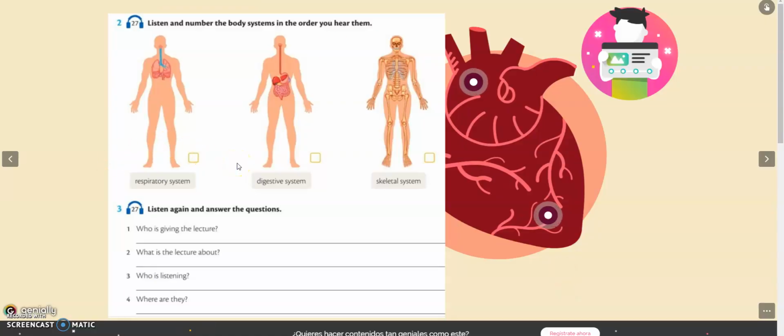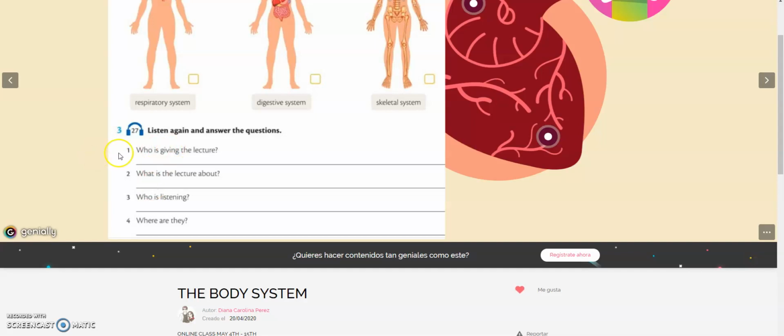If you have already answered and listened to this activity, then you can listen to the answers. The first system mentioned was the digestive system, so you should write here number 1. The second system mentioned was the respiratory system. You should write number 2 in this part. And the last system mentioned was the skeletal system. Let's carry on. Let's write down the answers.